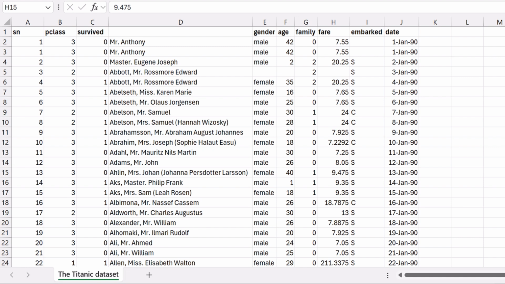Now it is your turn to go through the remaining columns in the dataset and try to figure out their types. I would love to hear your thoughts, so feel free to share your answers in the comment section.